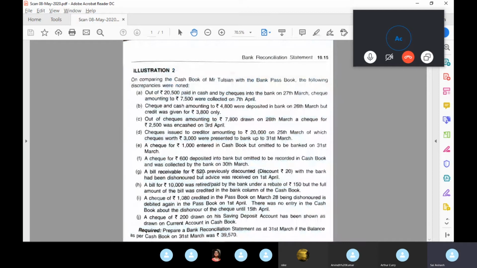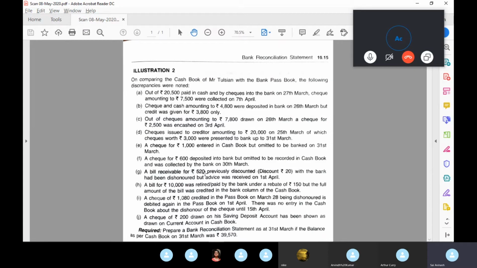So bills receivable for 520 previously discounted, discount rupees 20, right? With the bank had been dishonored, but advice was received on 1st April. This is what I was talking about. Which means that the bills receivable is having a value of 520. The bank would have given me 500, right? Because the discount is 20.